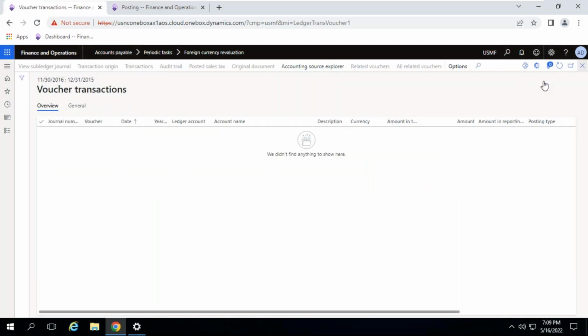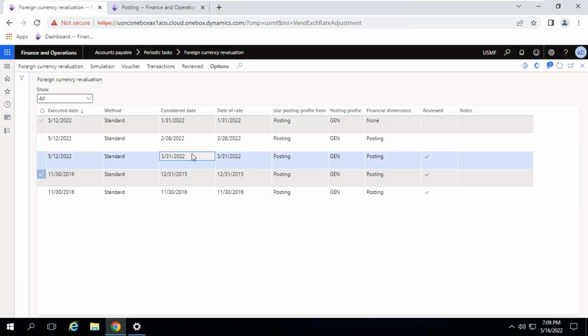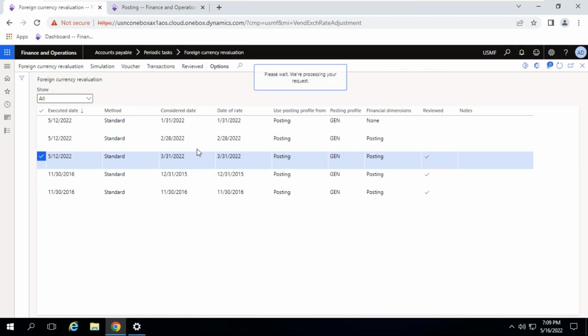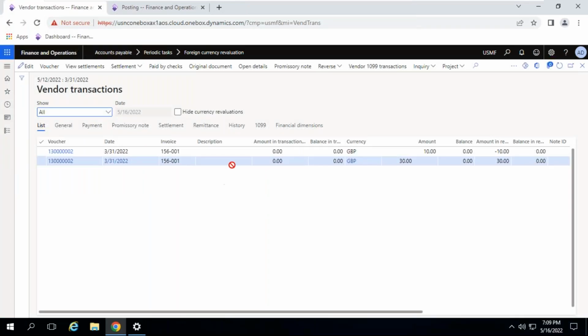Okay, no problem. So here the dimensions also come into the picture. What do these dimensions mean? It will post to the dimensions as well. While posting, it will take the dimensions from the transactions. Whatever dimensions are there in the transactions, those dimensions will be taken and processed here in the system.